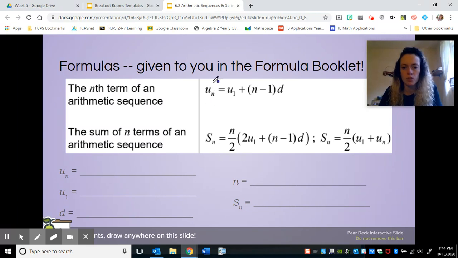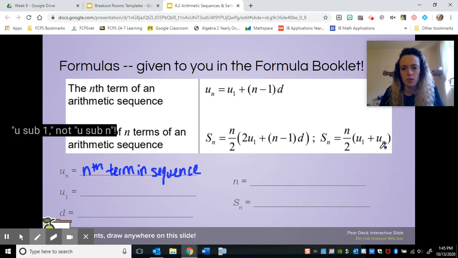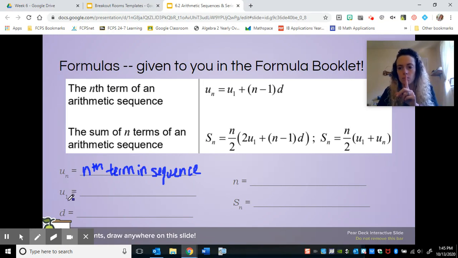U sub n, which you see a couple different times, is, just like we just saw, the nth term in the series or the sequence. U sub 1, which again you see several times, is your first term. So that 1 replaces the n, which tells me it is number 1 in the sequence or number 1 in the series. So it's the first term.